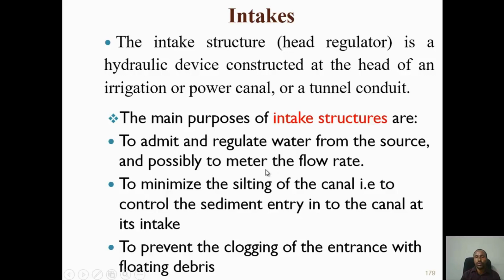If you need to meter the flow rate, you can provide this intake to minimize the silting of the canal, to control sediment entry into the canal at its intake. So in the intake, you may provide a trash rack, which is wire mesh using reinforcement bars, so that fish could not enter, and debris, trash, and boulders should not enter the power canal, irrigation canal, or tunnel conduit, etc. So you have to provide some means of controlling the sediment entry into the canal.